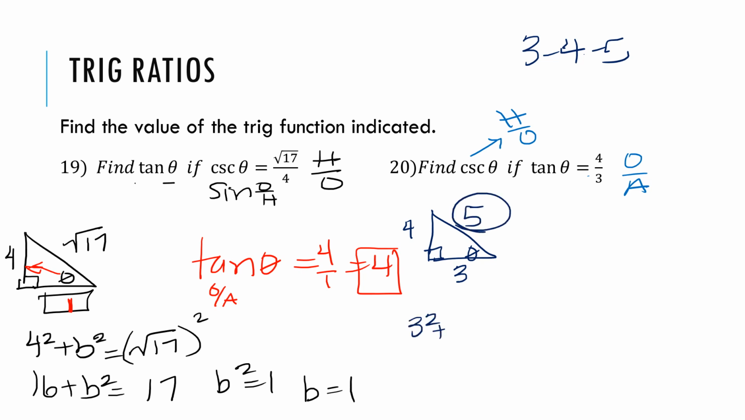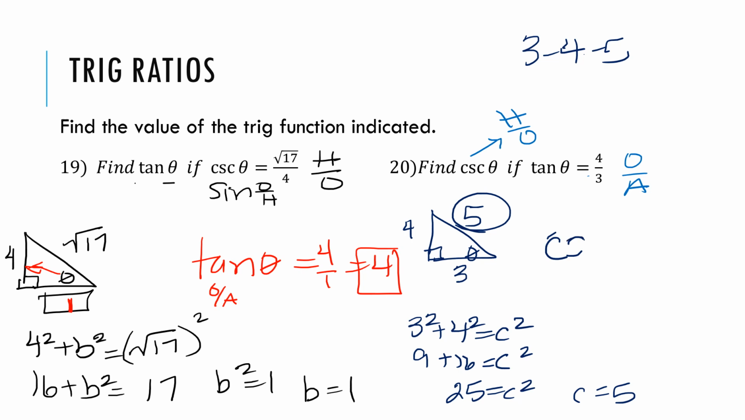If you are just a person who has to see it to prove it, you've got to see all the work. 9 plus 16 is 25, and its square root is 5. There's the Pythagorean theorem. All right, now we're going to find cosecant. Cosecant of theta. For cosecant, I need the hypotenuse divided by the opposite. The hypotenuse is 5, the opposite is 4. Cosecant of theta for this last example is 5 over 4.